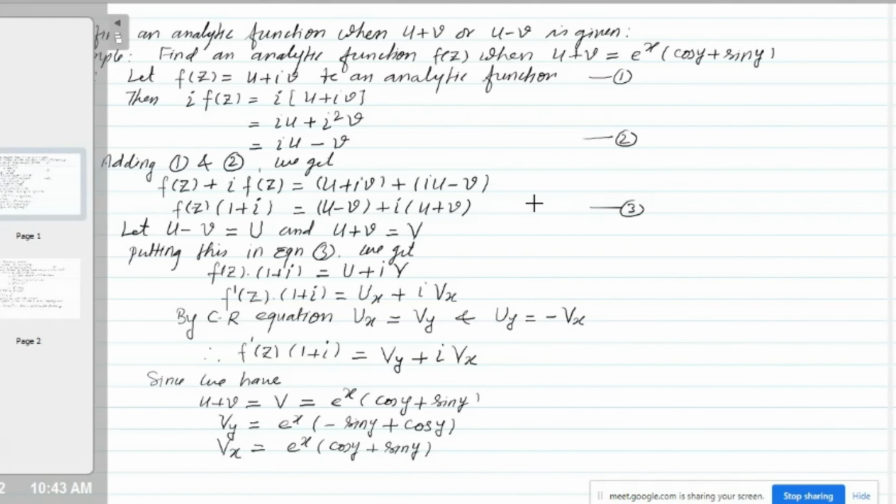Okay, in this case you will have f dash of z times 1 plus I equal to vy plus I vx. In the other case you will have f dash of z into 1 plus I equal to ux minus I times uy.